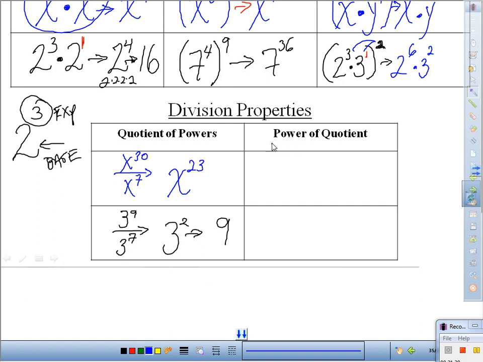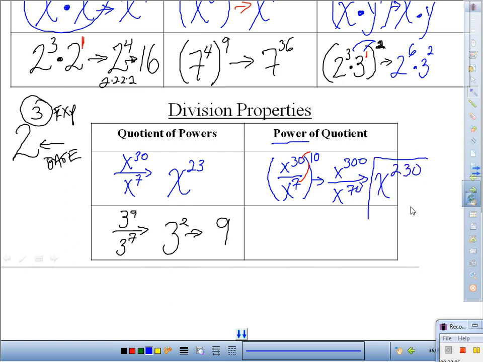What do you notice it starts with? Power. And then we write x to the 30th over x to the 7th, close parentheses, and raise that to the 10th power. Once again, what do we do if you see this? So distribute, we end up with x to the 300 over x to the 70, which is x to the 230. Okay? Let's do that with numbers.